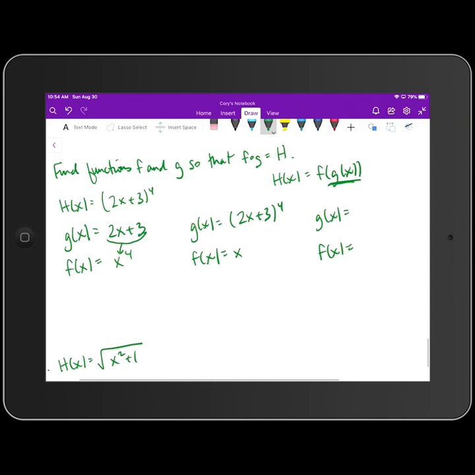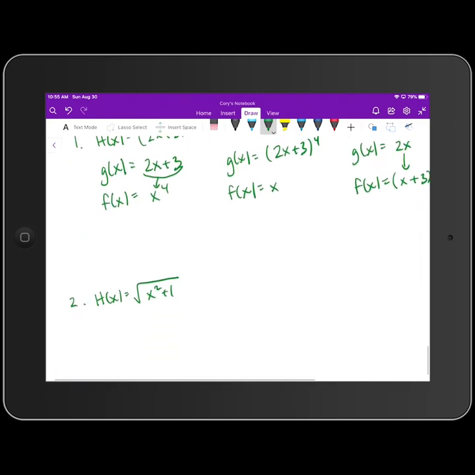Another one that we could have done is I could have made g of x equal to 2x. And what function am I going to plug 2x in the place of x to make f composed with g equal to h? Well, I can plug that into x plus 3 raised to the fourth power. Because if I'm going to do f composed with g, I'm going to plug 2x in the place of x in that function, which will make 2x plus 3 to the fourth power. And you could have come up with a multitude of different functions f and g so that that happens.